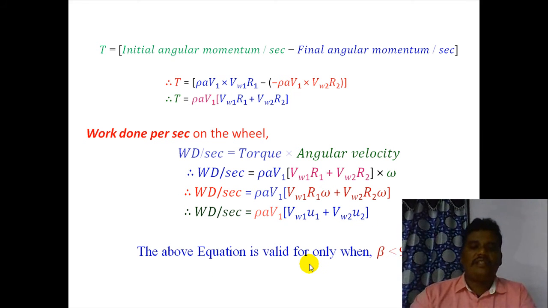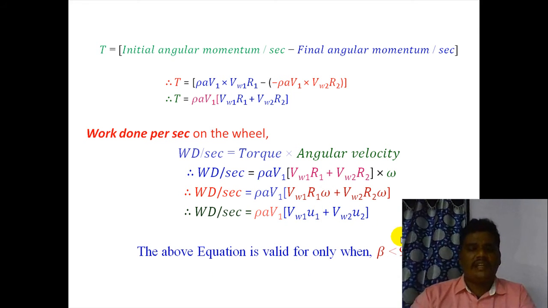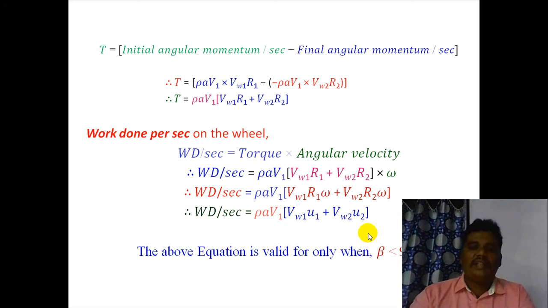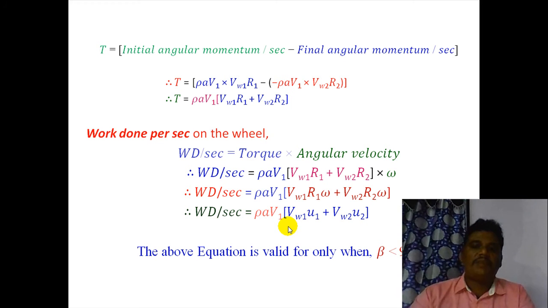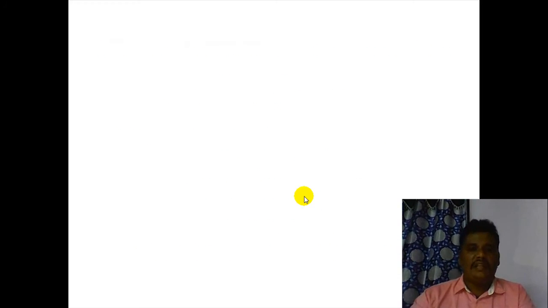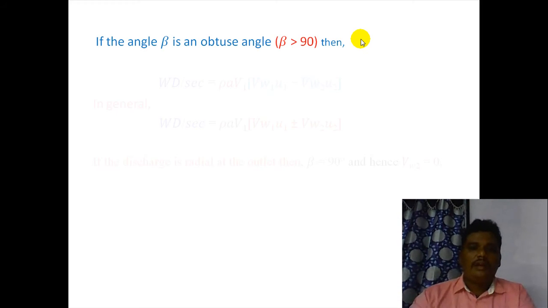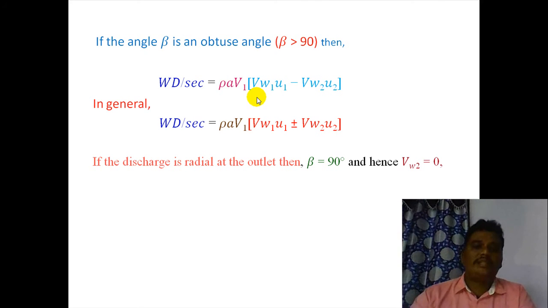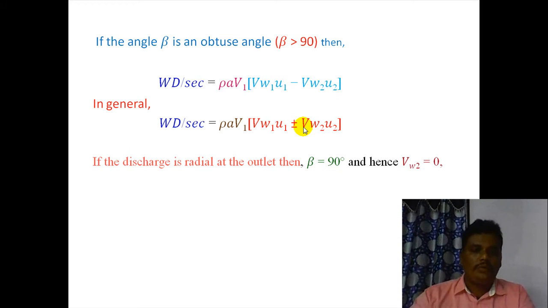The above equation is valid when beta is less than 90, that is, when our angle should be acute. When our beta is greater than 90, work done per second becomes rho a v1, and in place of plus we get minus. In general, we can write it as plus or minus: rho a v1 (Vw1 u1 plus or minus Vw2 u2).